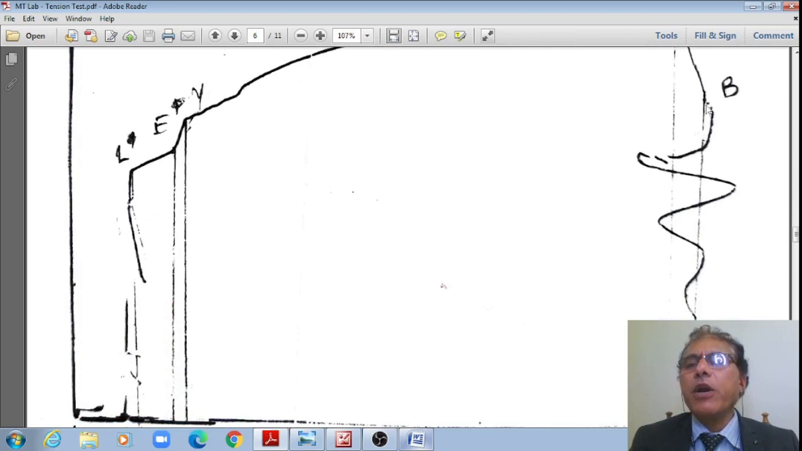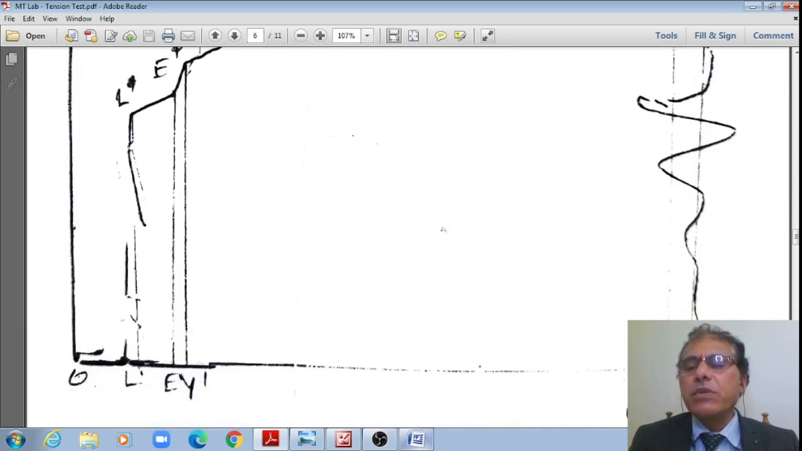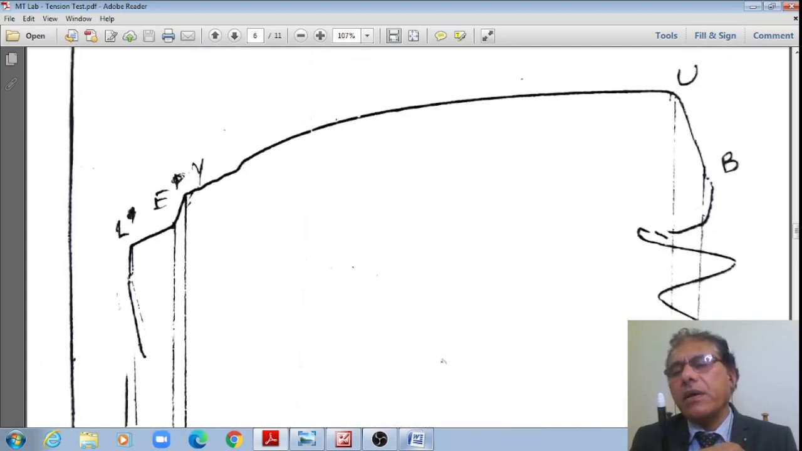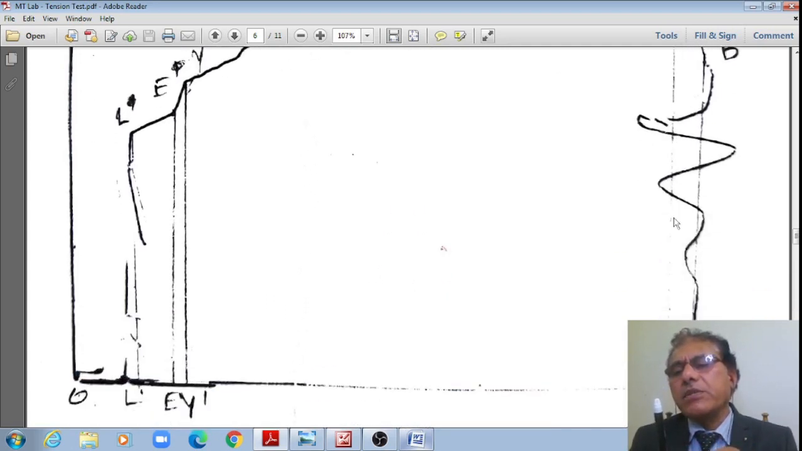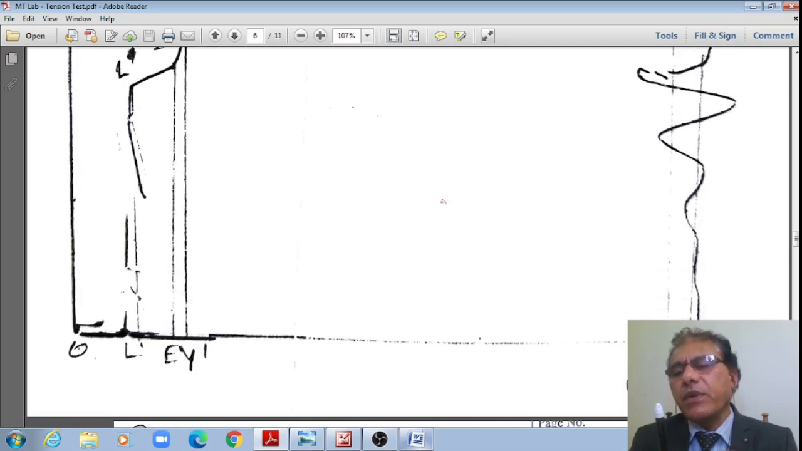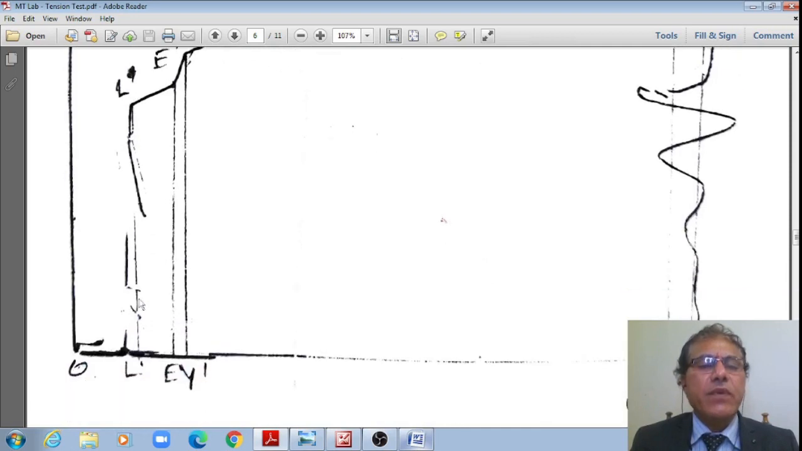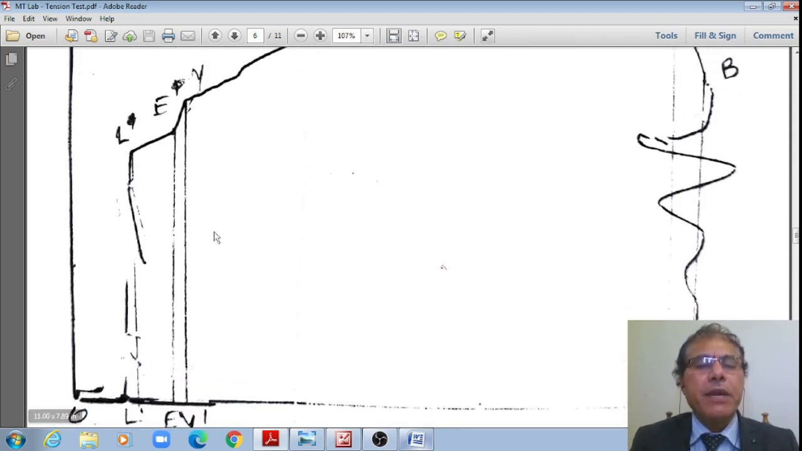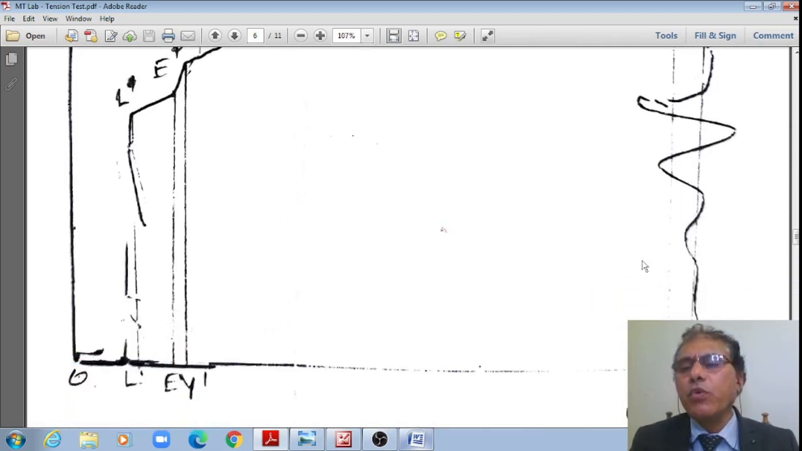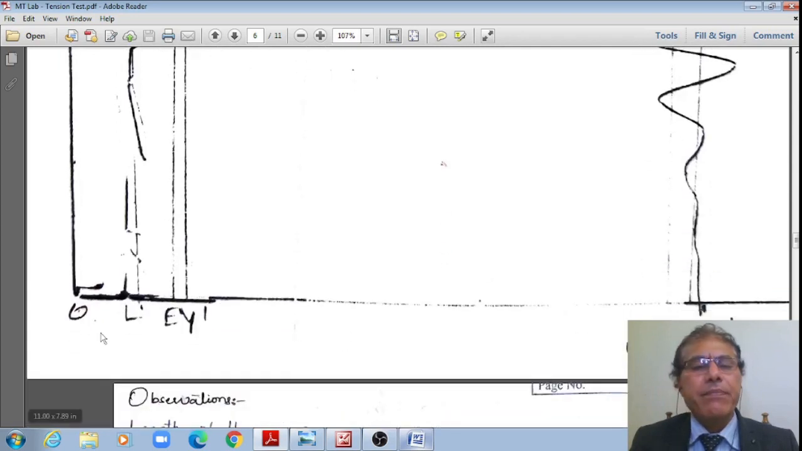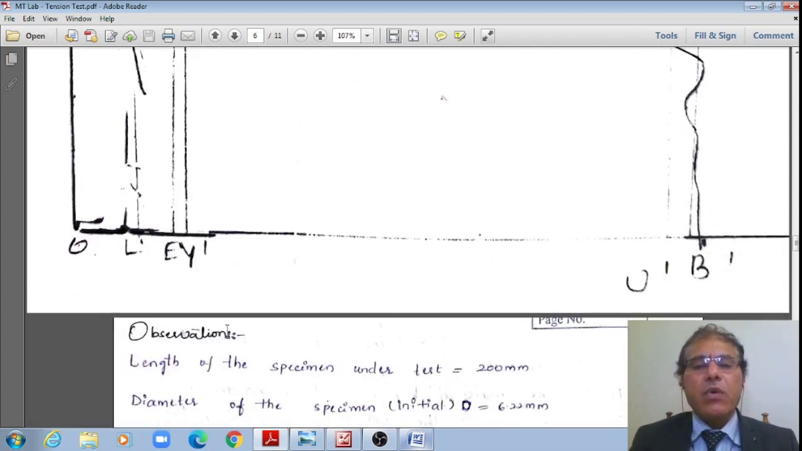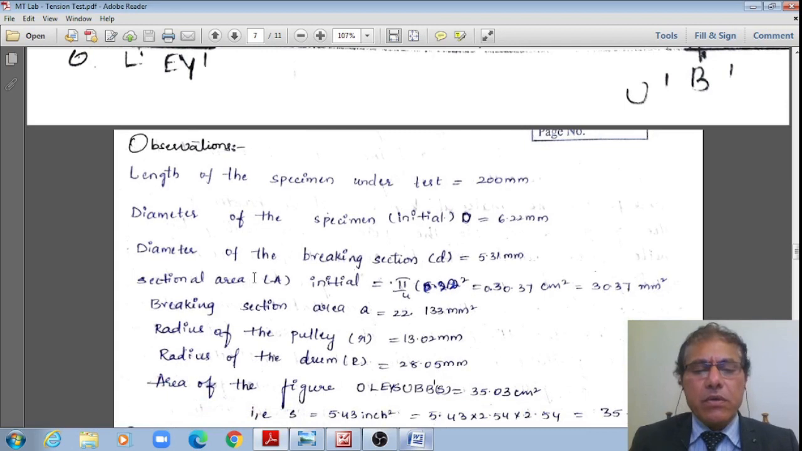And this is the breaking point, beyond which the machine is losing contact with the specimen, therefore it cuts at B prime. Now you draw the verticals, therefore it is LL prime, EE prime, YY prime, UU prime and BB prime. These are now measured using the scale.